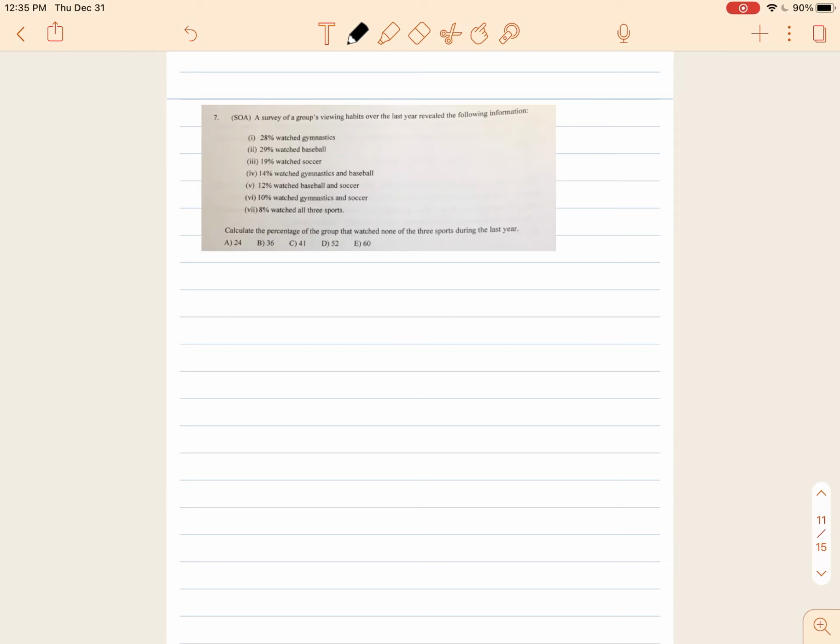Okay, so how do we do this one? Well, first off, let's just make the variable names. So we're going to have G for gymnastics, S for soccer, and what's the last one? B for baseball. All right, pretty straightforward. And so we can understand what these are. So this is probability of G, this is probability of B, this is probability of S, this is probability of G intersect B, this is probability of B intersect S, this is probability of G intersect S, this is probability of G intersect S intersect B.